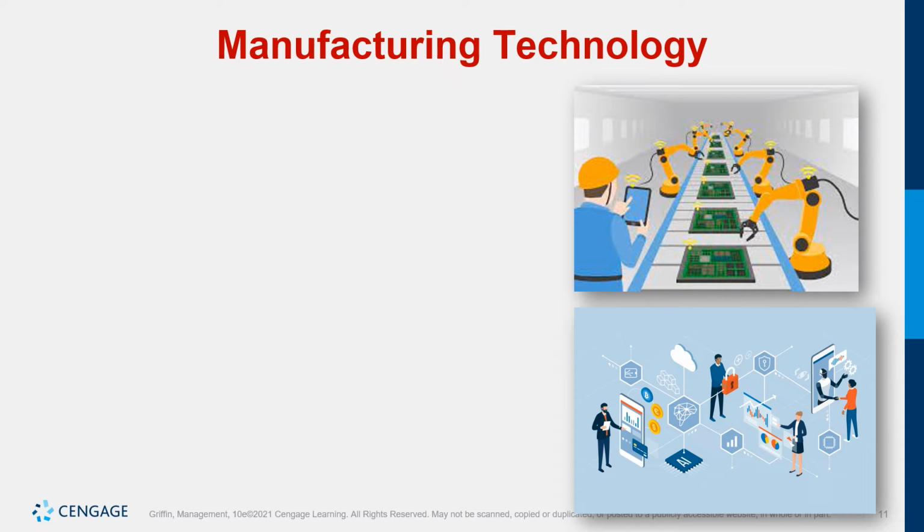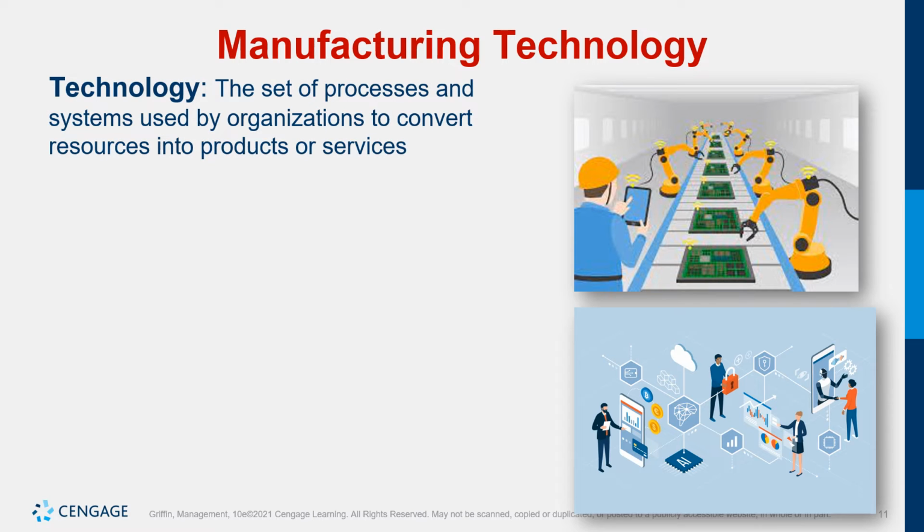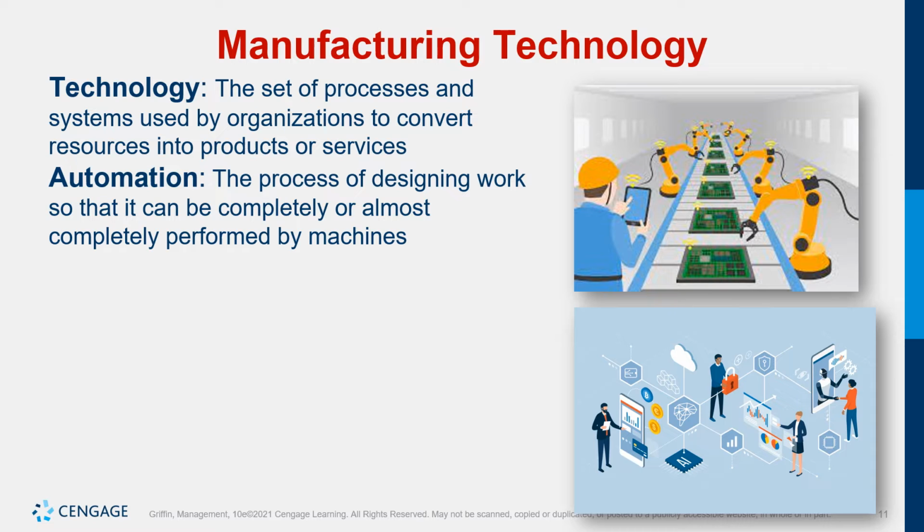Manufacturing technology. Technology is the set of processes and systems used by organizations to convert resources into products or services. Automation is the process of designing work so that it can be completely or almost completely performed by machines. Because automated machines operate quickly and make few errors, they increase the amount of work that can be done. Automation relies on feedback, information, sensors, and a control system.